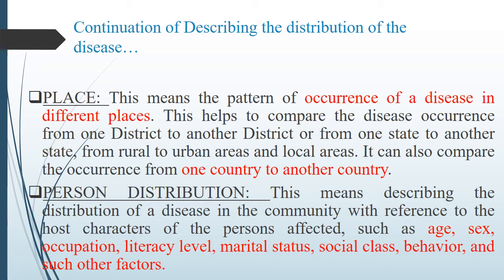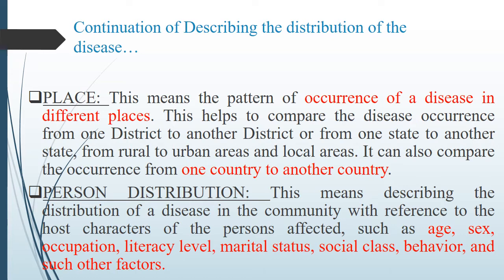By seeing this kind of occurrence of disease in different places, we can come to know about one district, and we can also compare one district with another district, and also compare one state with another state. We can also compare the occurrence of disease from one country to another country. So this is about the place distribution.